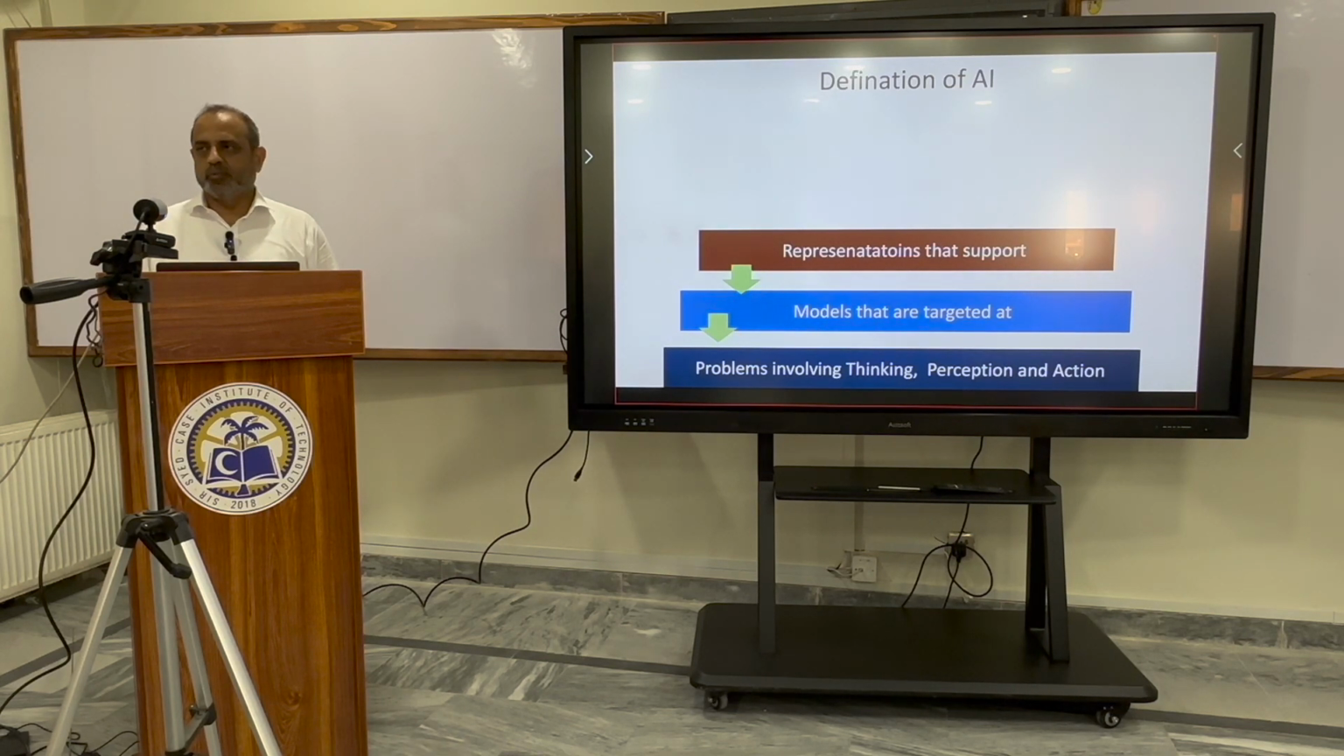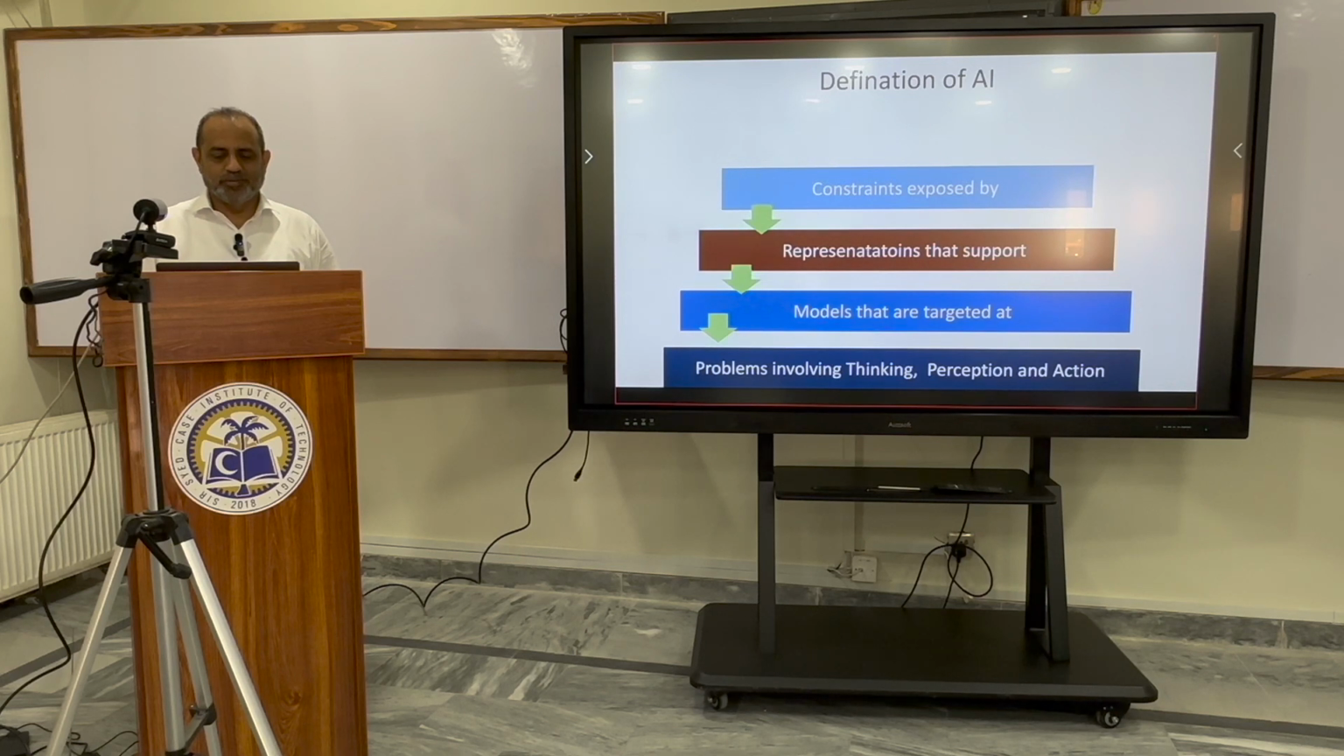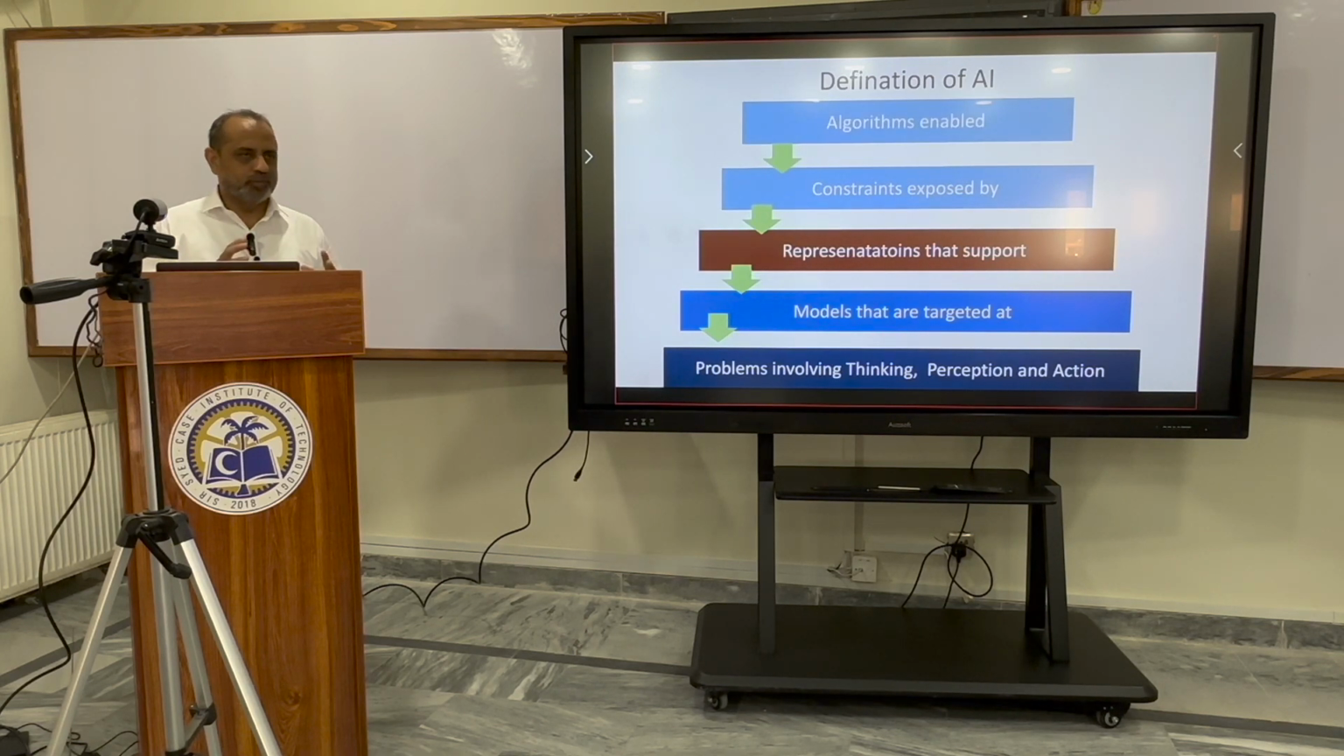So we are going to cover, and that's why I've colored it differently. We are going to color representation that support models that are targeted at solving problems that require thinking, perception, and action. Okay? So we are going to learn about that, and the rest of the definition we already know. So today, the focus is representing the data: how you represent the voice, the text, the videos, and the unstructured data. That is also very, very interesting.